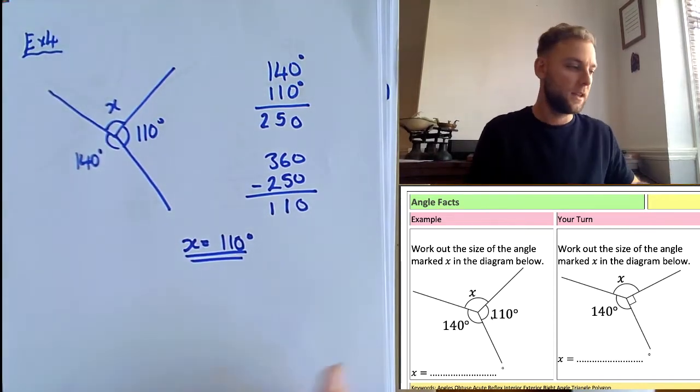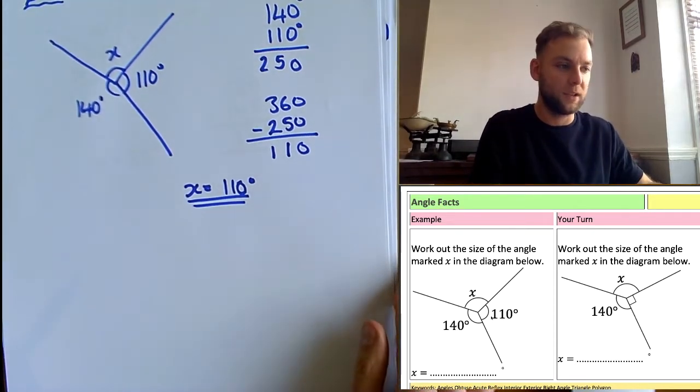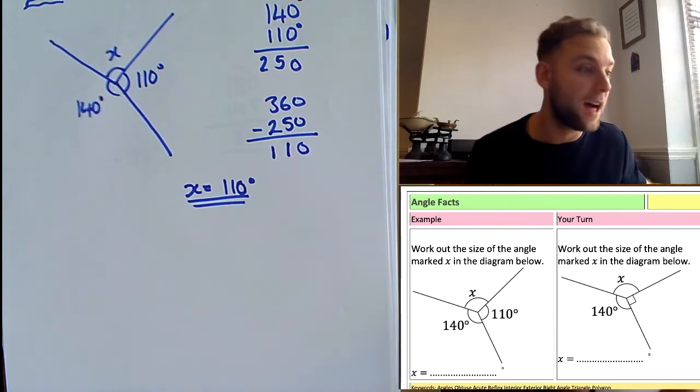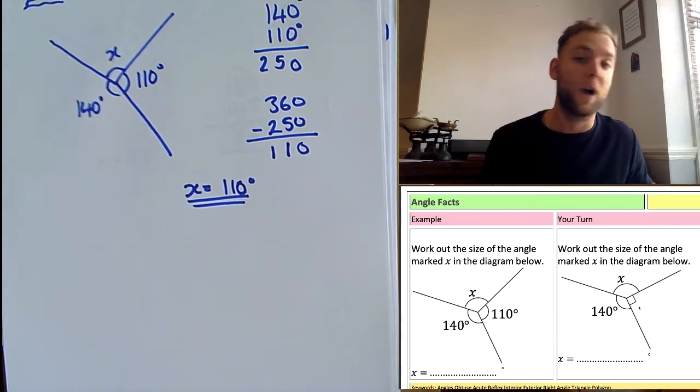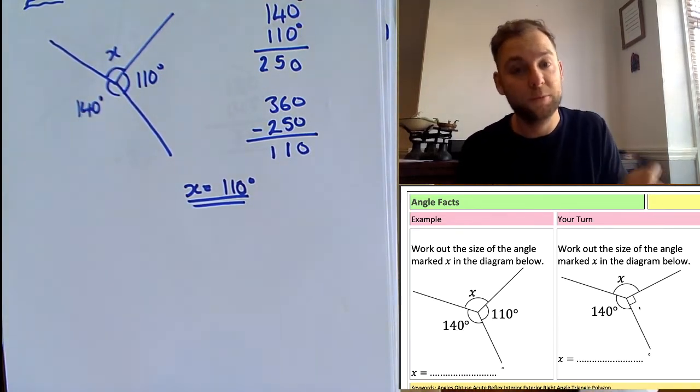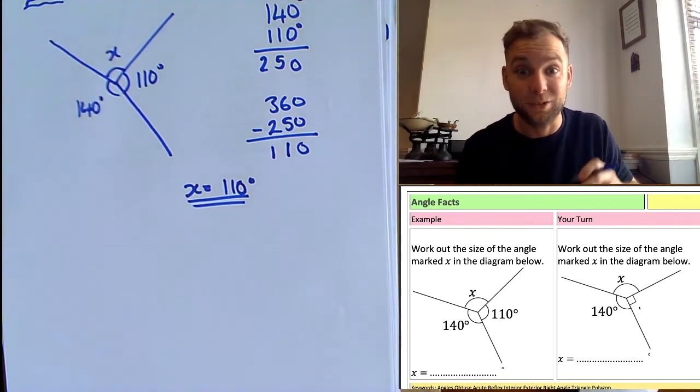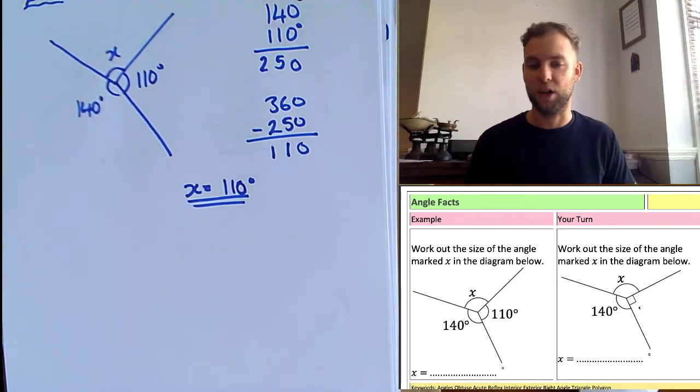Brilliant. So pause now and have a go at that second one yourself. Notice that there is that little square there again. Remember what that means from the last example. That means that it's 90 degrees. Okay. So pause now and have a little go at that one.